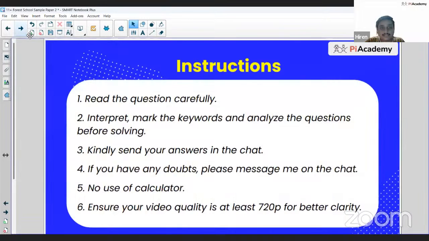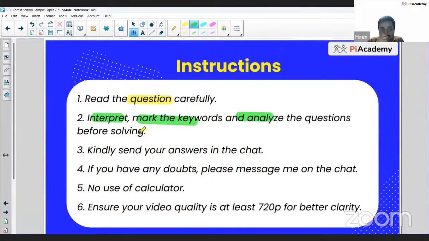Okay, so let's get started. Here the instructions are there. The first instruction: while solving the question, you must read the question carefully. This is very important. Before you start solving any question, understanding the question is a must. After this, you have to interpret, mark the keywords and analyze the question.